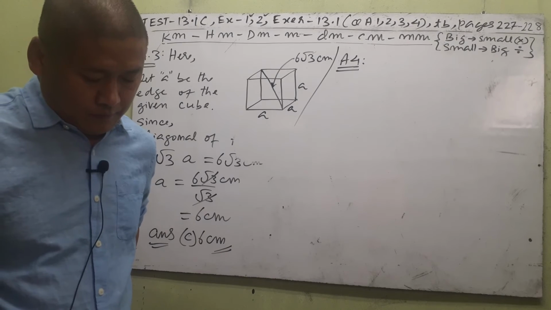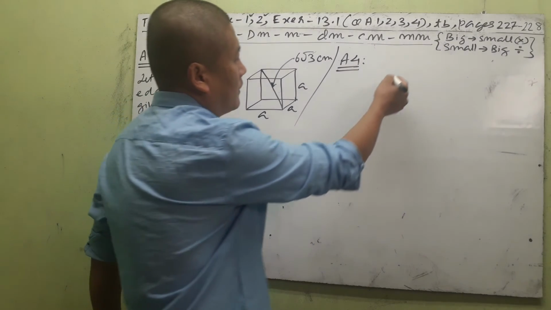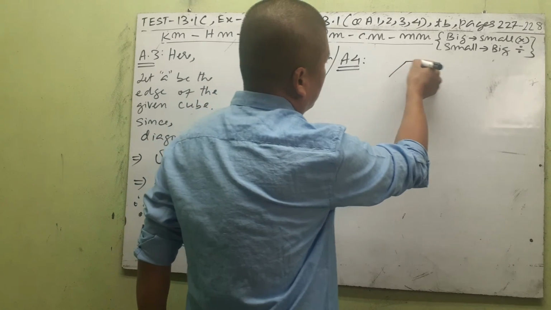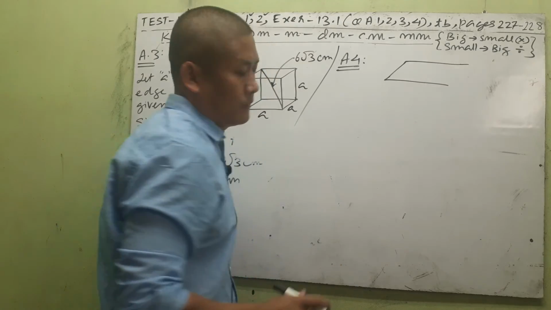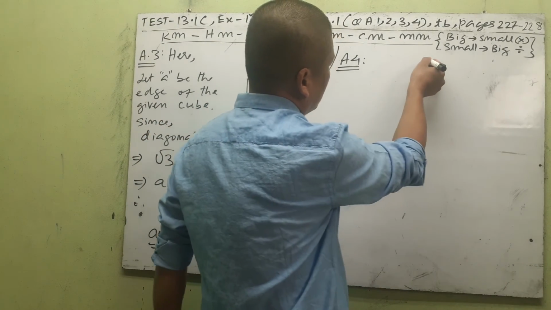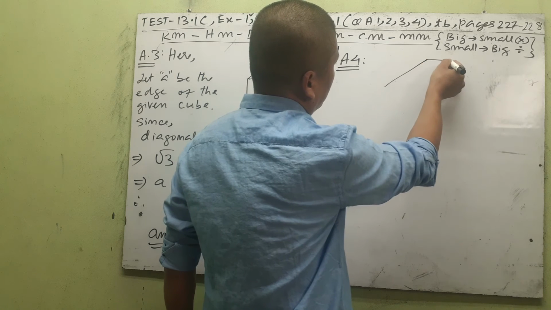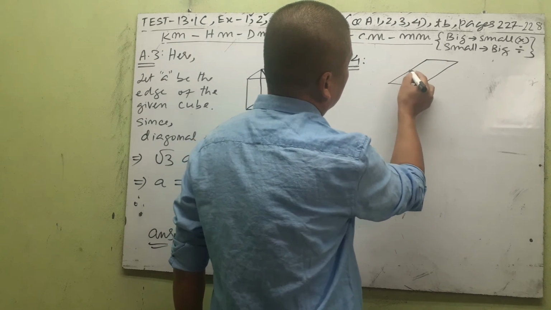2 cubes of edge 5 centimeter are joined face to face. So there are 2 cubes and they are joined face to face, means like this. Face to face. Whatever way you want to draw, you can draw it like this also, 2 of them joined together.